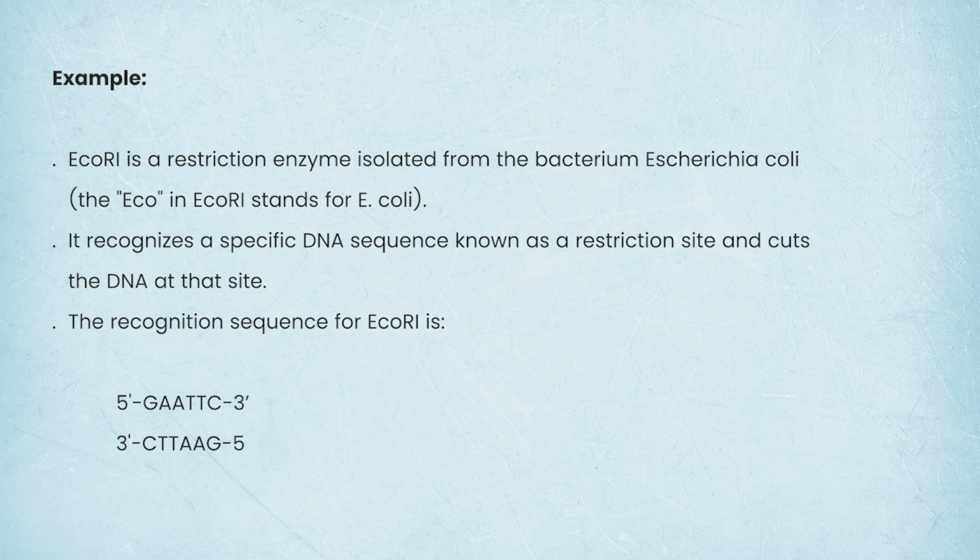This enzyme is important particularly in the aspects of DNA repair and gene regulation, so it functions not only in protecting against foreign DNA. This is an example: EcoRI is one of the known type 2 enzymes. It recognizes a specific DNA sequence and cuts the DNA, and this is the EcoRI recognition sequence, which is palindromic.